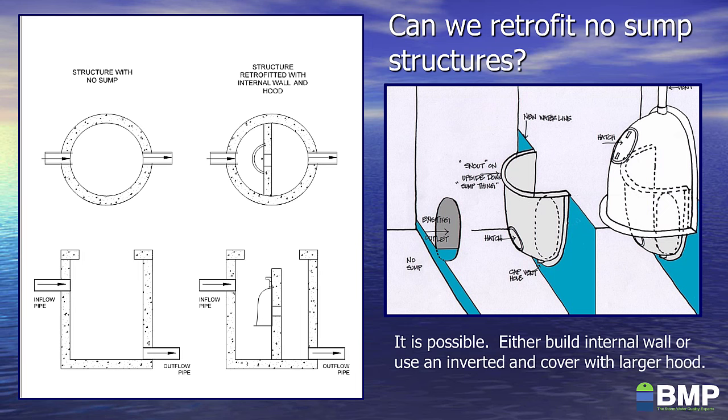Is it possible to retrofit a structure with no sump? Yes, it's possible. Two options are to build an internal wall and put an orifice on that wall and then put a sump. The sump will be defined by the elevation of that orifice, and you put a snout over that internal wall and over that orifice. The other option is to put a small snout upside down, inverted, if you will, and then put a larger snout over that, and that will create a sump in the structure.